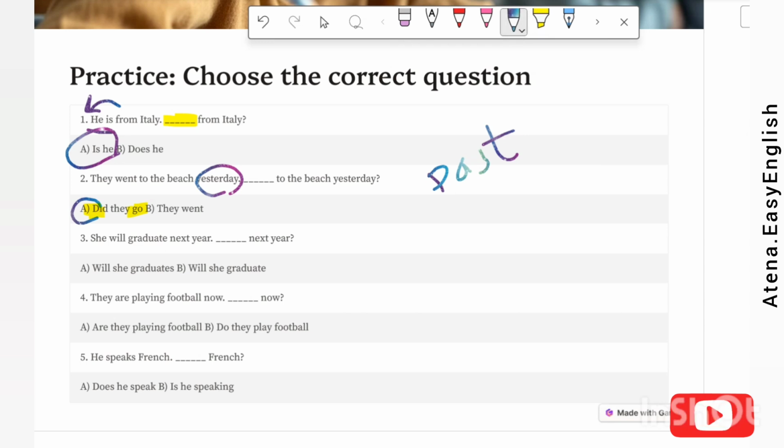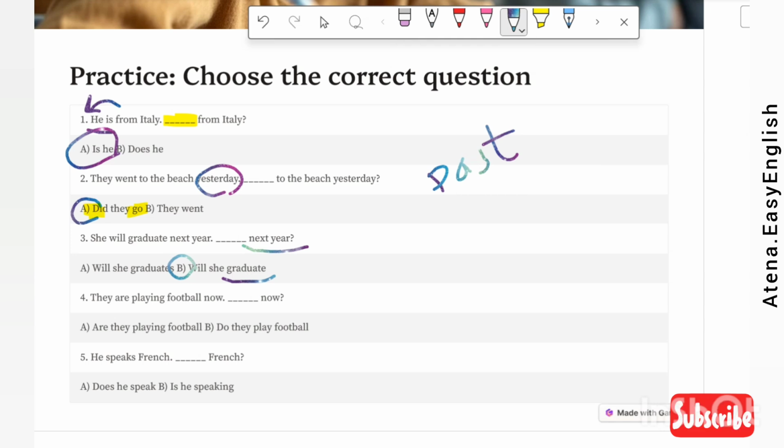Okay, the next question. She will graduate next year. It's about the future, yes? Next year. So we should use will. And after that, the base form of the verb. Will she graduated is not correct. Will she graduate?